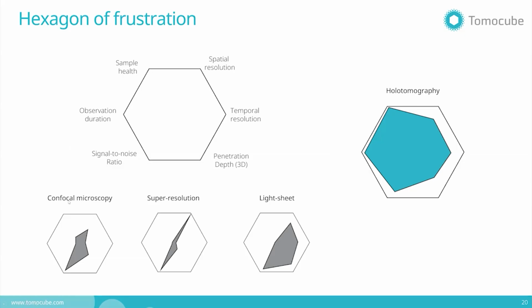For example, the fluorescent confocal microscope is a great technique, has been used for decades, because of its high SNR, because of the use of the fluorescent protein, but it has some limitation in spatial resolution and temporal resolution and the sample health and observation duration.